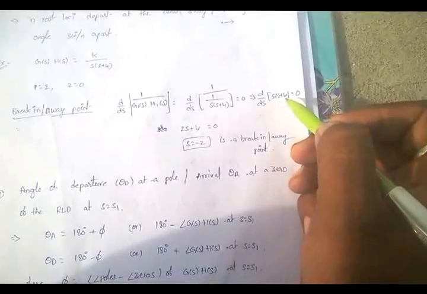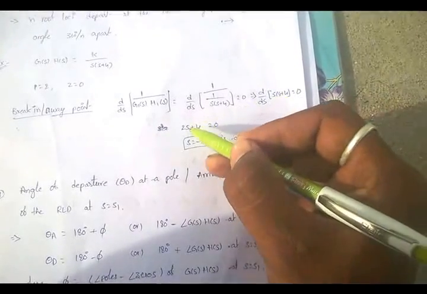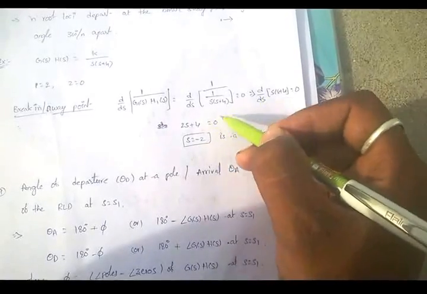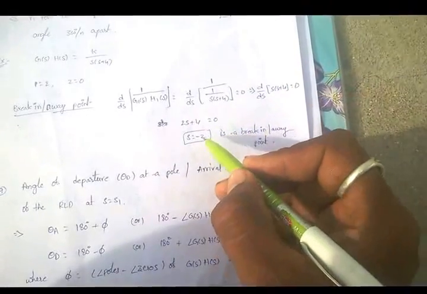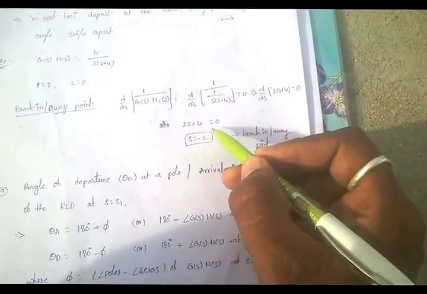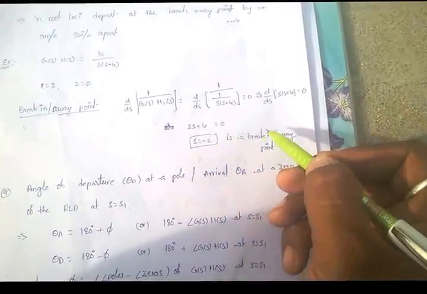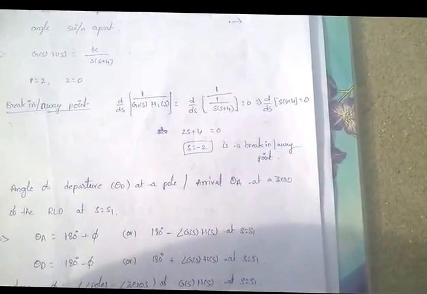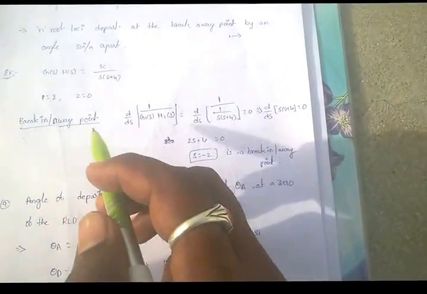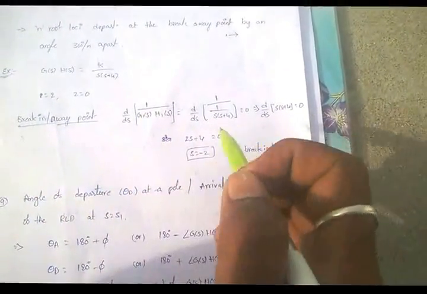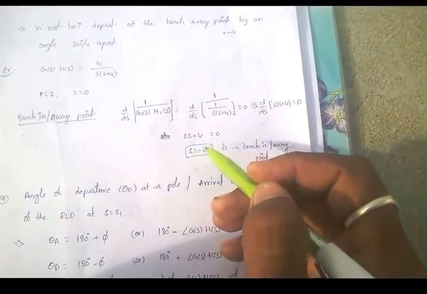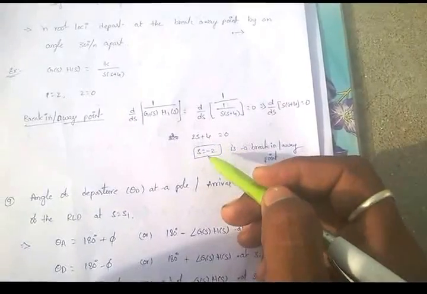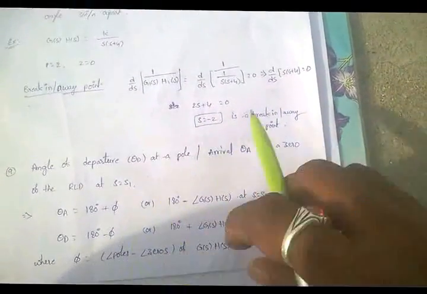By differentiation, d by ds of s square is 2s, plus d by ds of 4s is 4. Make this equation equal to 0. Then we get s equal to minus 2. s equal to minus 2 is a root, and this is a break-in or breakaway point. It is very simple: to find the break-in or breakaway point, make dk by ds equal to 0, and the root we get, s equal to minus 2, is the break-in or breakaway point.